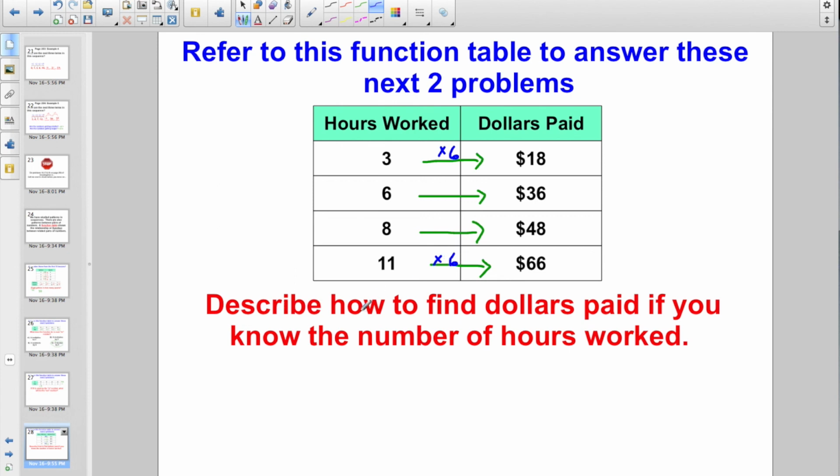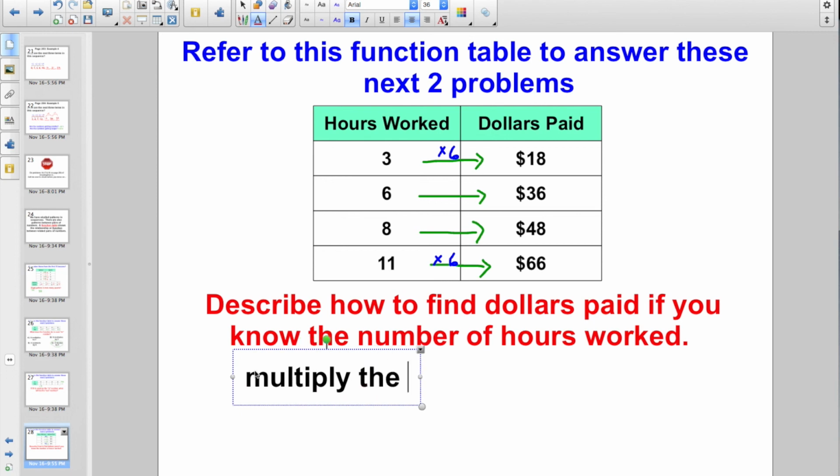So, describe how to find dollars paid if you know the number of hours worked. What do you have to do? You would have to multiply the hours by $6, wouldn't you? That's what you have to figure out.